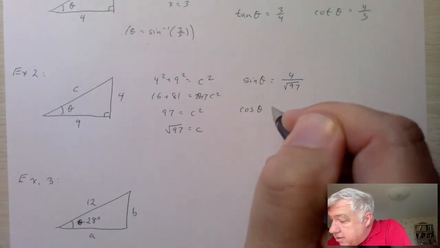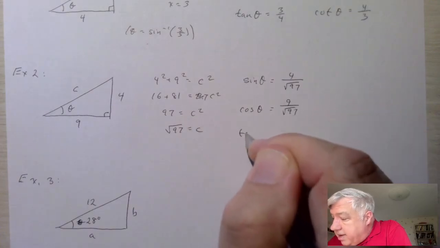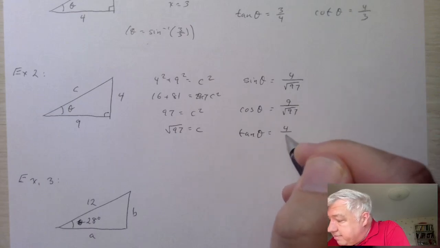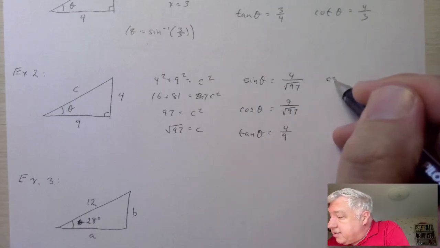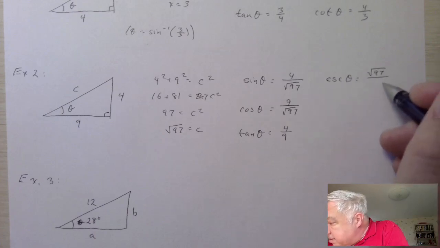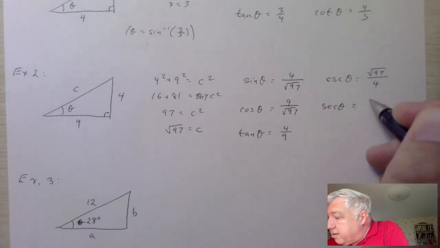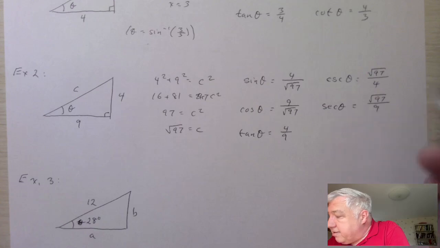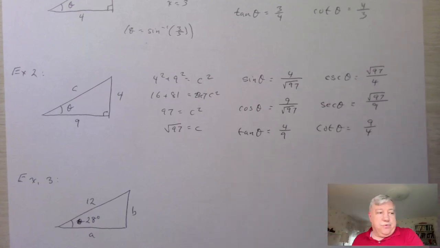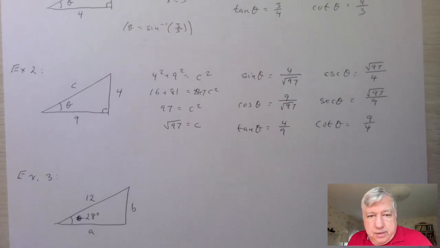Cosine will be 9 divided by the square root of 97, and the tangent will be 4 divided by 9. And then the cosecant is the reciprocal of the sine, and the secant will be square root of 97 over 9, and the cotangent will be 9/4. All right. Example 3.